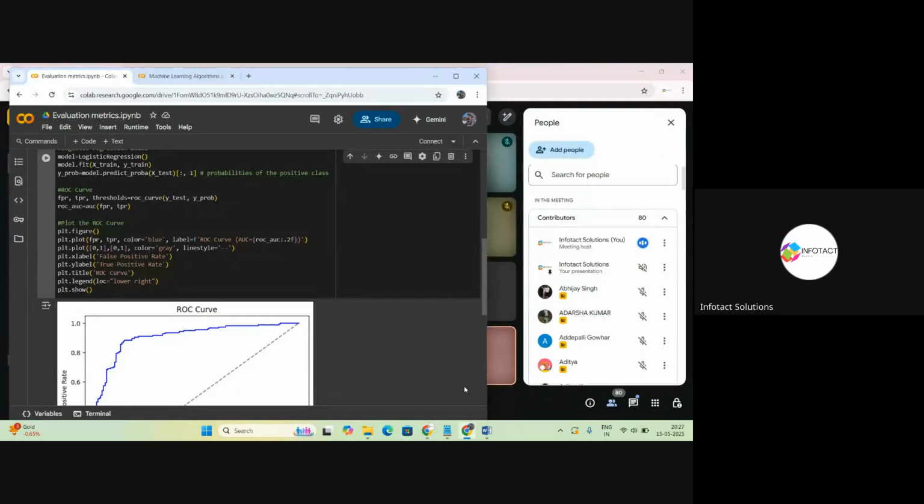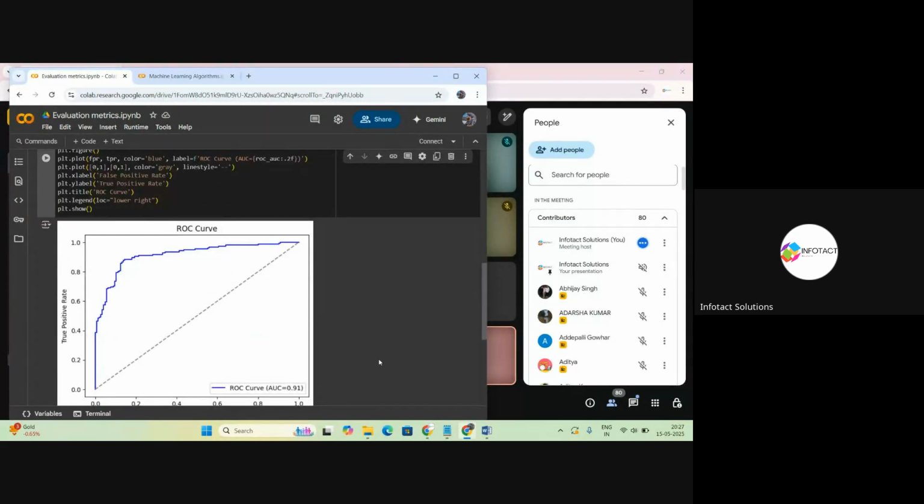So here I plotted the ROC curve. Then how to understand it? What is the interpretation of the ROC curve? If the AUC value is 1, that is an excellent model. 0.8 to 1 is a good model. Here it's a good model. If the AUC value is 0.7 to 0.8, it is a fair model. 0.5 to 0.7 is a poor model.